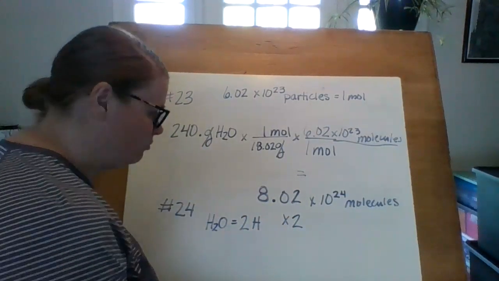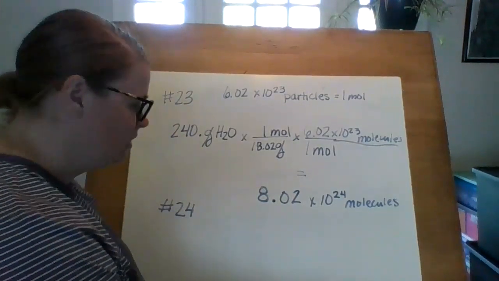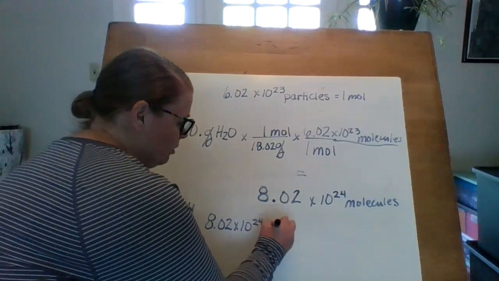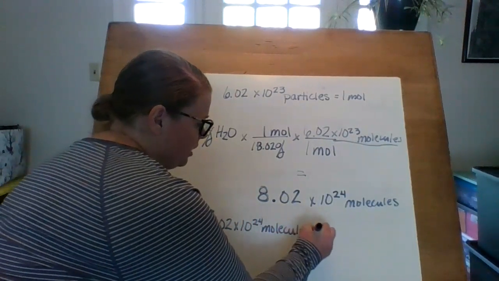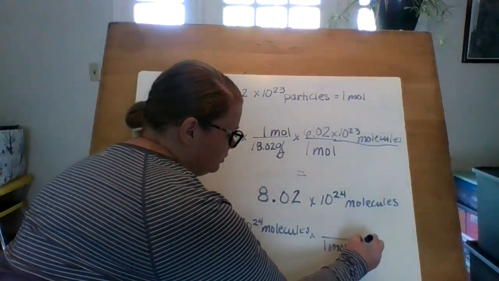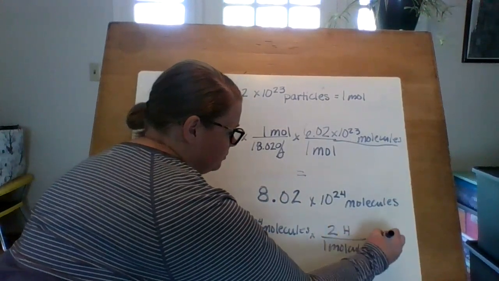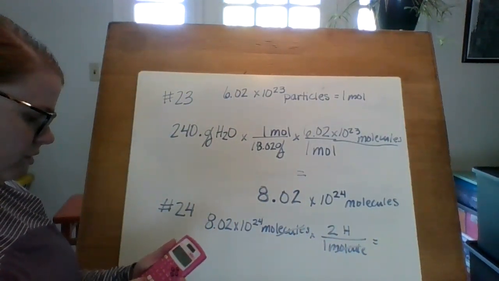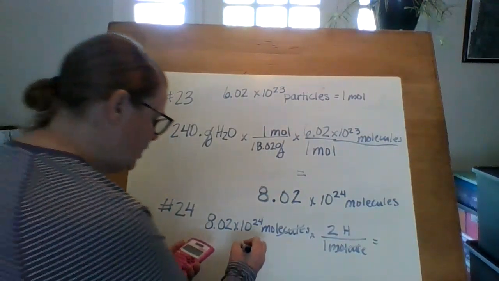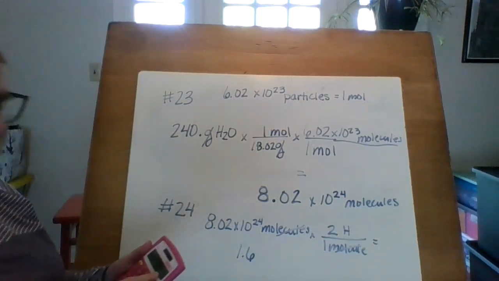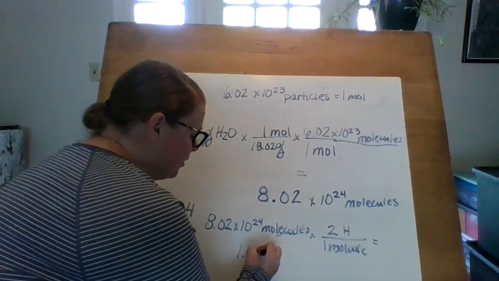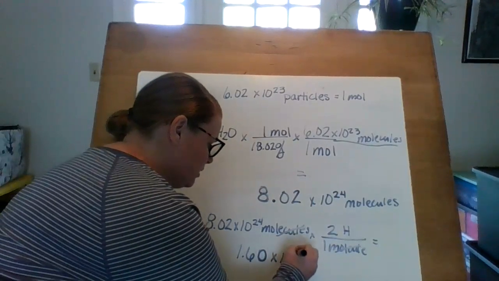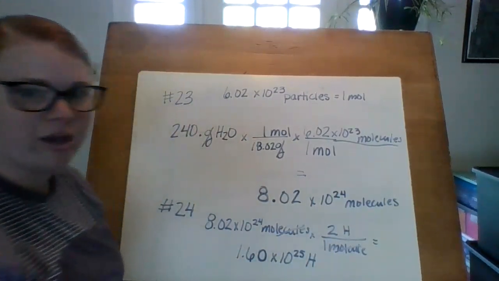You can do this as a conversion. We have our 8.02 times 10 to the 24th molecules, and 1 molecule has 2 hydrogen. So 8.02 to the 24th, and then just times 2. That gives us 1.6, and then it's 1.604. If I put that 0 there, because of the decimal point, that makes it significant. Times 10 to the 25th. And that is how many hydrogens there are.